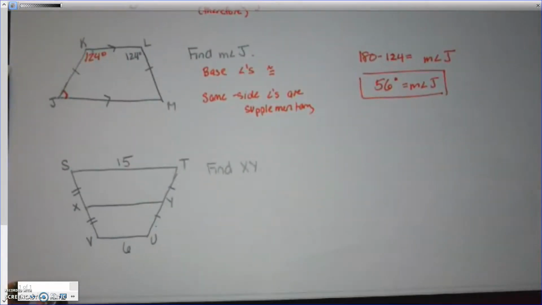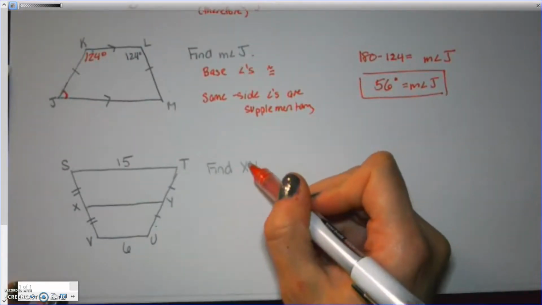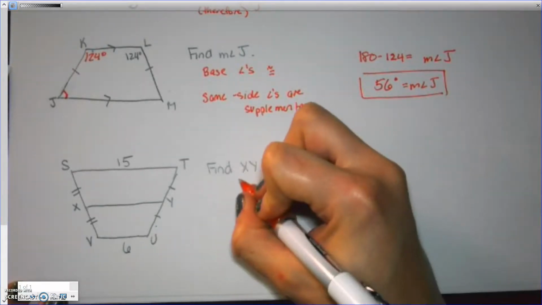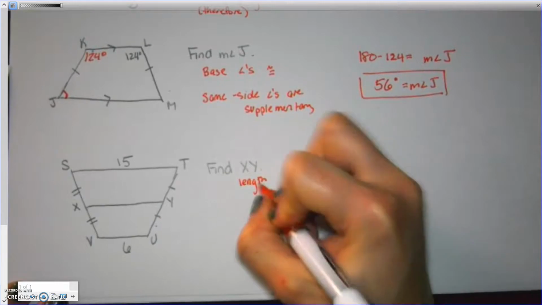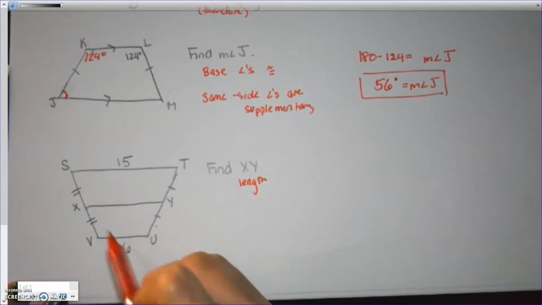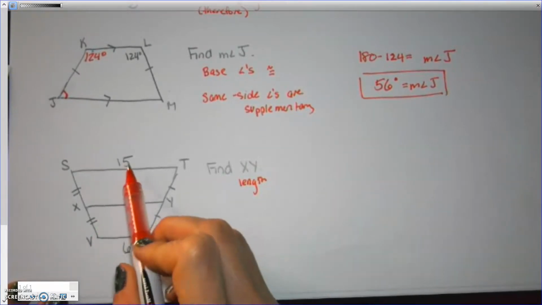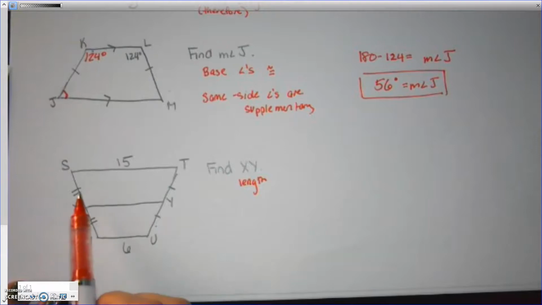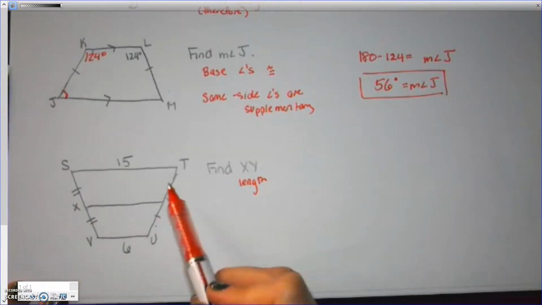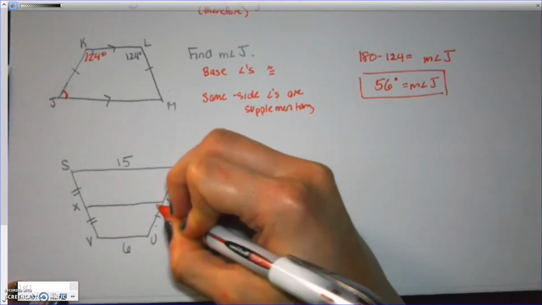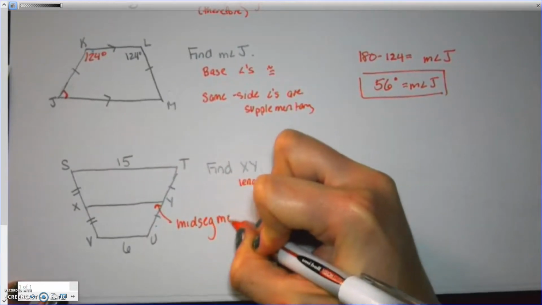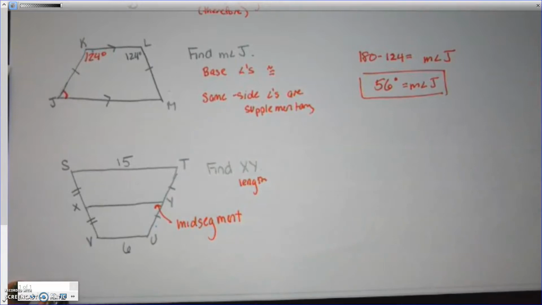And our last one, we have to find XY. And remember that because there's no segment symbol on the top, they're asking us to find the length. And if we look at our picture, we know that one base is 15 and one base is 6. And then we have this line XY drawn through the middle. We notice that these two parts are congruent and these two parts are congruent. So we know that that is the midsegment.